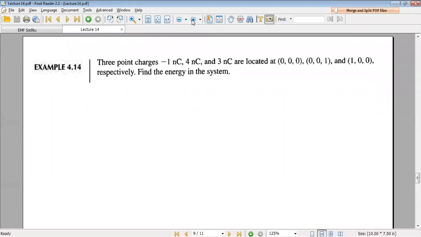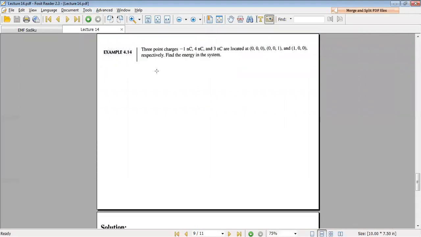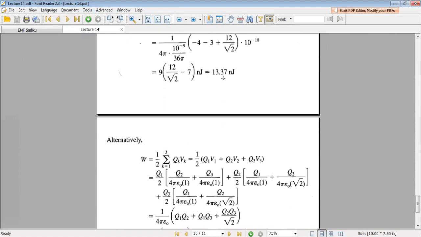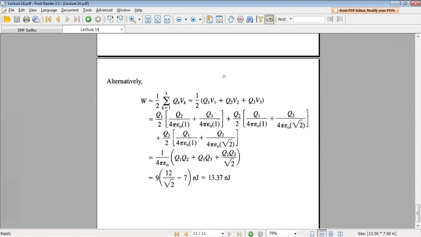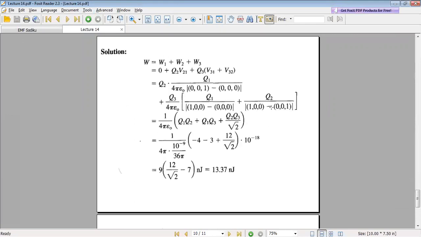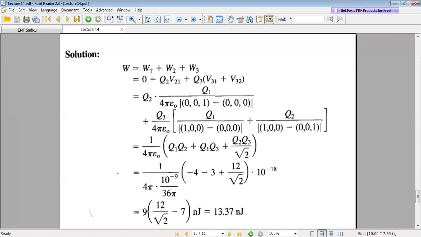There are two possible ways to calculate the energy in the system. One is by using the total work done, W equal to W1 plus W2 plus W3. The other is by applying the direct formula, W equal to 1 by 2 sigma k equal to 1 to 3 of Qk Vk. So it is already explained. W equal to W1 plus W2 plus W3.